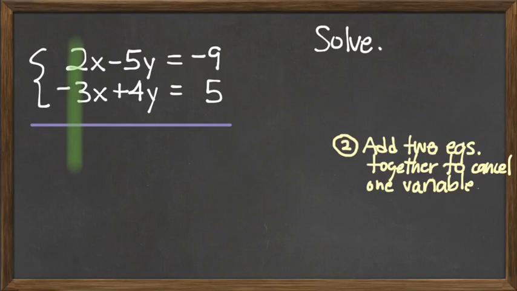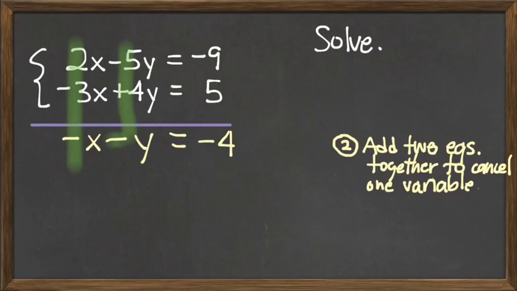How many x's do I end up with? Negative 1. How many y's do I end up with? Also negative 1. I'll add negative 9 and 5. I'll get negative 4. And so when I add these two equations together, I don't cancel a variable. I still have an x and I still have a y.